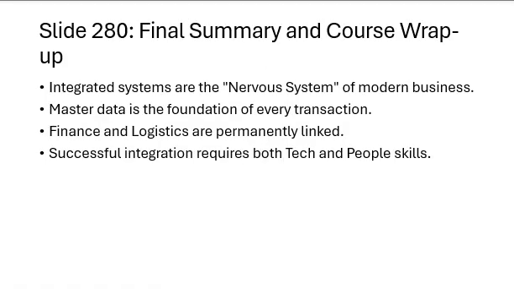Okay, and the last slides of this class are the final summary and the course wrap up. Number one, an integrated system is the nervous system of the business. Okay, so the master data forms the foundation of every transaction. The finance and the logistics are permanently linked in ERP. So successful integration requires technology and people skills, and the ERP will ensure efficiency across organizational operations globally.